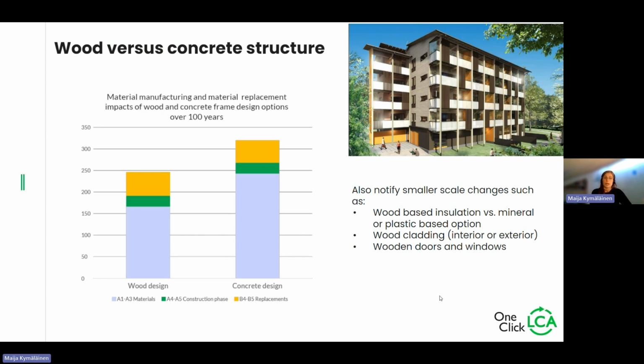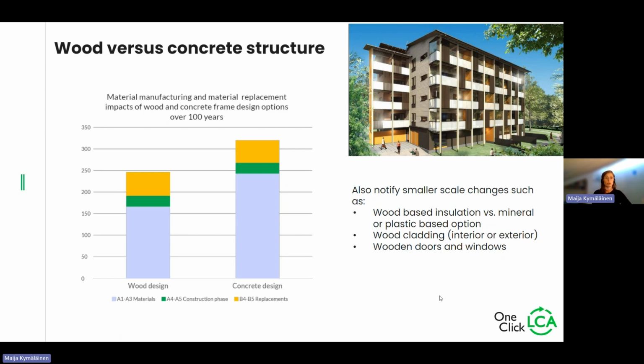So here is just an example comparison for a wood and concrete frame. With wood, we can achieve about 20 to 30% difference in the carbon impacts, depending on which life cycle stages we include. And it is also worth noting smaller scale changes, such as insulation, cladding, and other building parts, since all these small savings and small choices can result in actually quite a significant reduction.